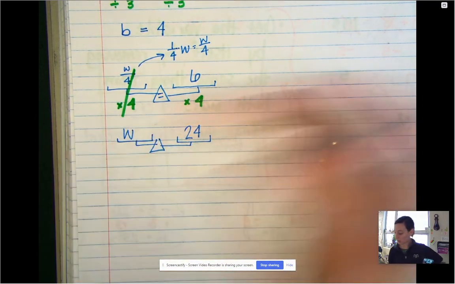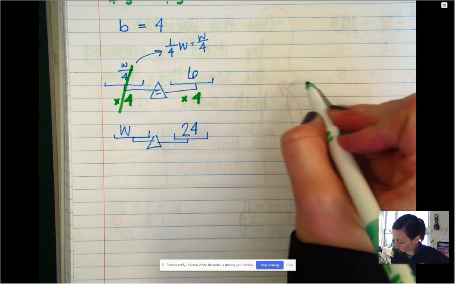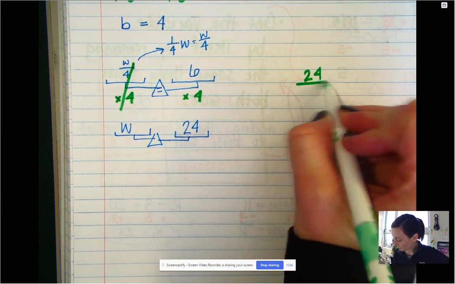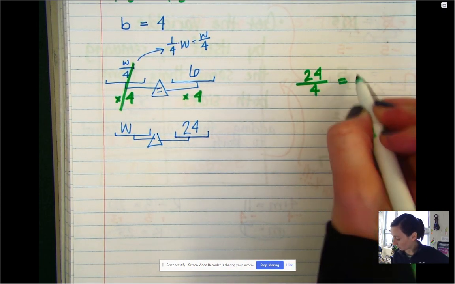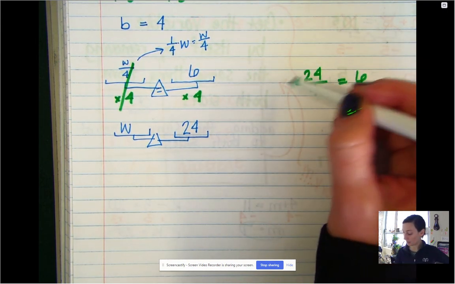Let's do our double check. So instead of W, I'm going to put in the answer I got. 24 divided by 4 is the same as 6. Well, 24 divided by 4 is 6, so yes, that works.